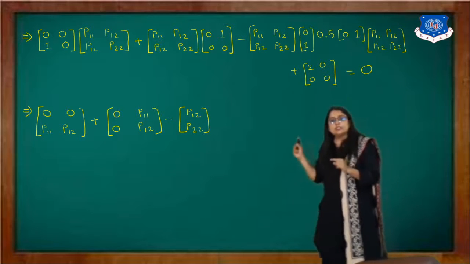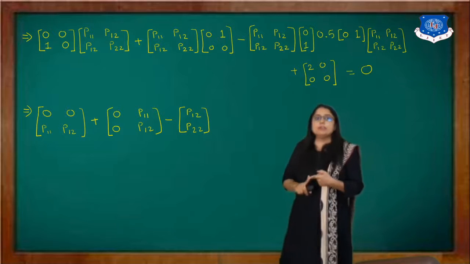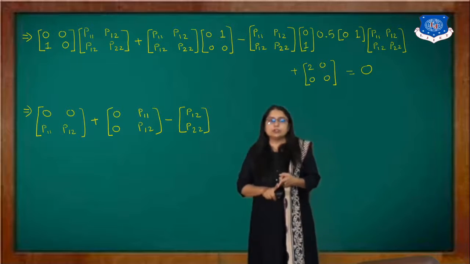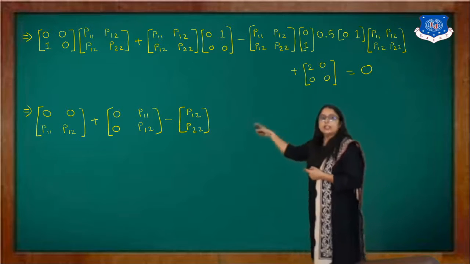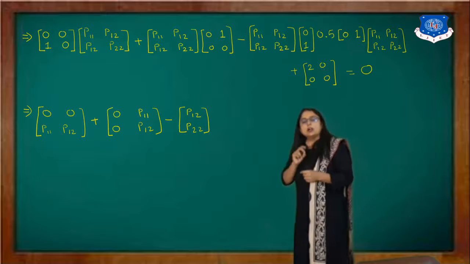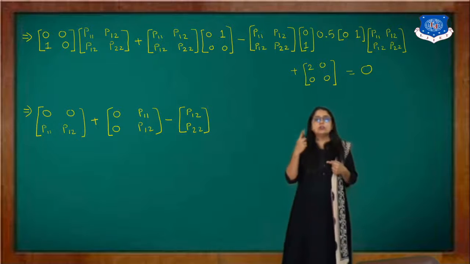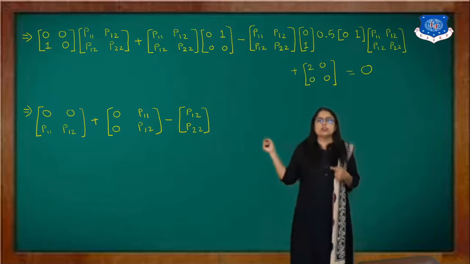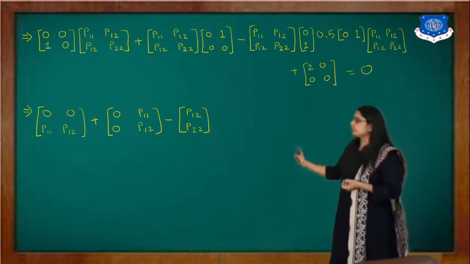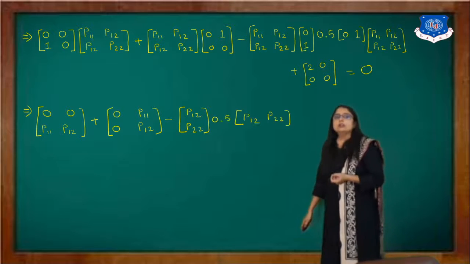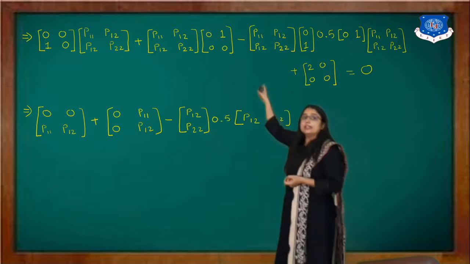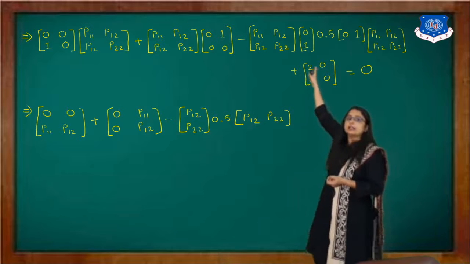So P11 with the 0 is 0, and P12 with the 1, so we will get P12. Here, see, I already mentioned P12. Now second row, first column: P12 with the 0 and P22 with the 1. So what we get is P22. Now here the 0.5 stays as it is.